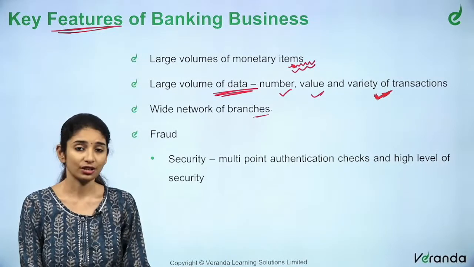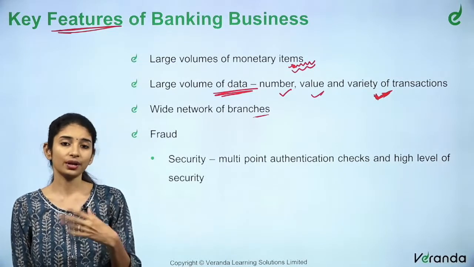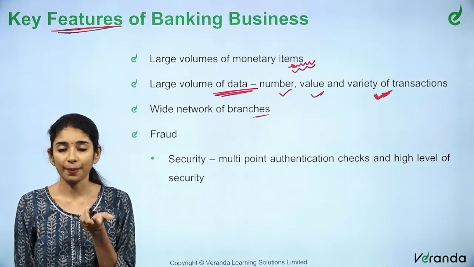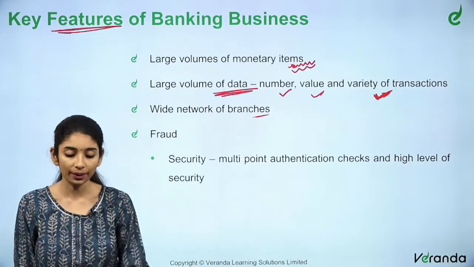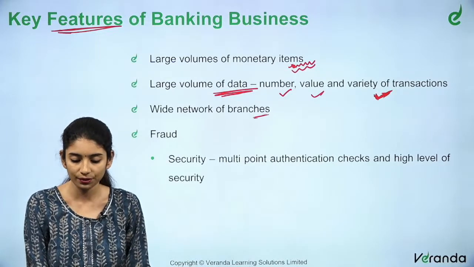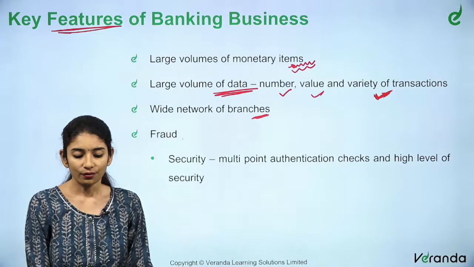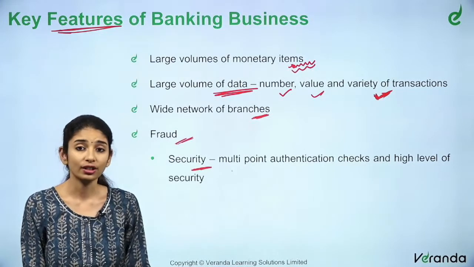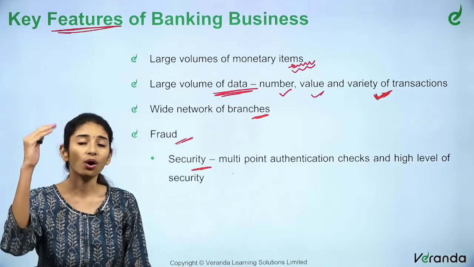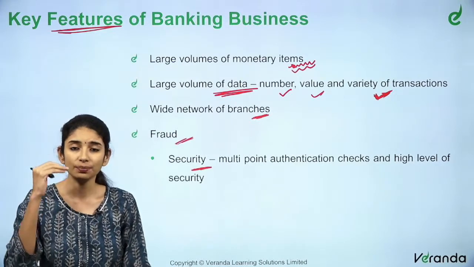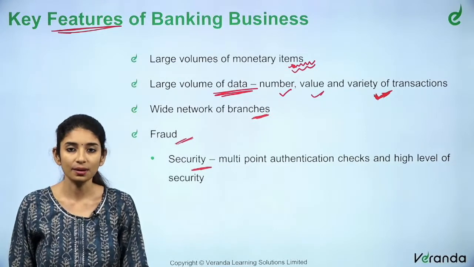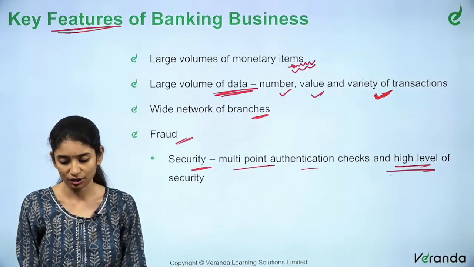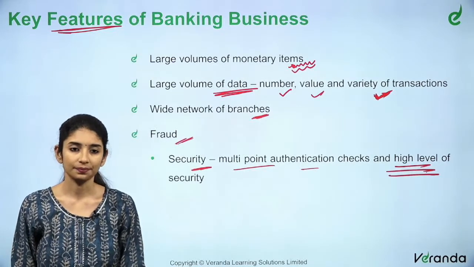Wide network of branches. During demonetization, you would have realized that in every street there is at least one branch of a bank. Imagine so many streets and so many branches of banks. Next is fraud. In order to protect from fraud, they need to have security at an all-pervasive level in the bank, at different levels. Multi-point authentication checks and a very high level of security.